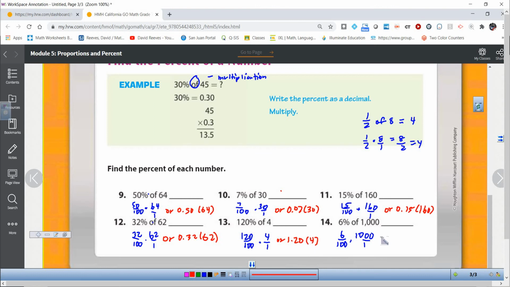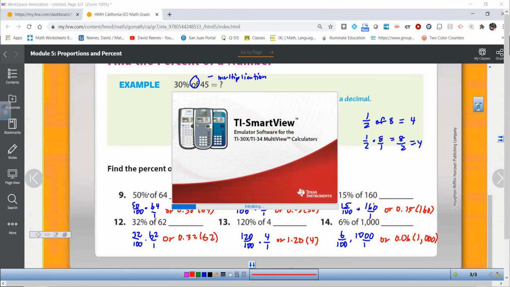And finally, this last one would be, again, it's 6%. Be careful, not 60%. 0.06. When you have a single digit percent, that other number is going to be a 0. Sorry, I'm struggling with my writing this morning. 0.06 times 1,000.